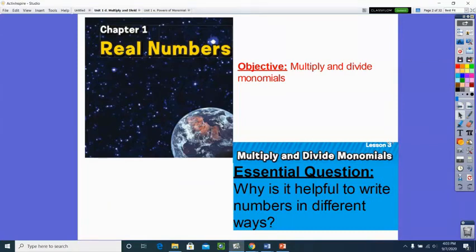So today we're going to take our discussion of exponents a step further. Still answering the essential question, why is it helpful to write numbers in different ways? Today we're going to talk about multiplying and dividing monomials. So the first thing we're going to have to do is figure out what that word means. We know what multiplying and dividing are, but we need to take a look at that.